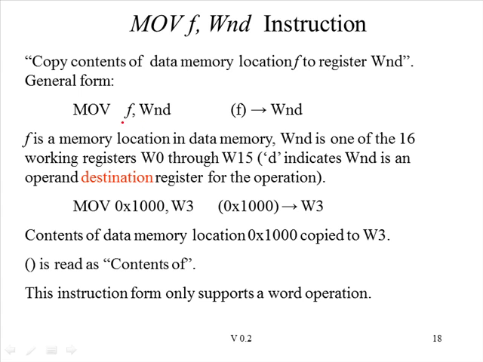The previous instruction moved a value in a working register to memory. Let's go the other direction. Let's move a value from data memory to a working register. So here's an example of this instruction form. Move the contents of location 1000 to working register W3. Just like the previous form, this instruction form only supports a word operation.